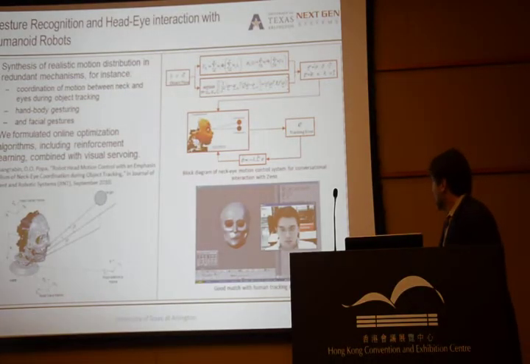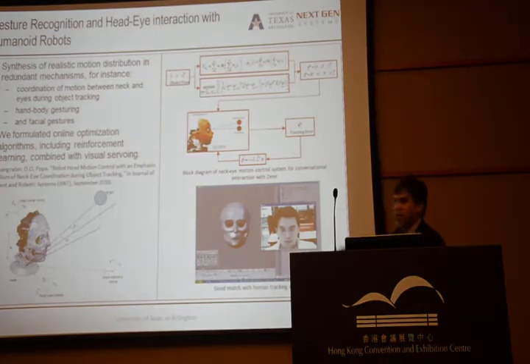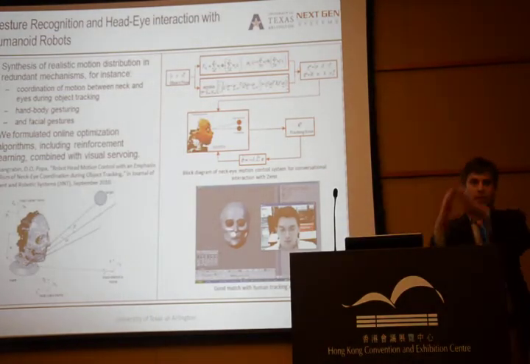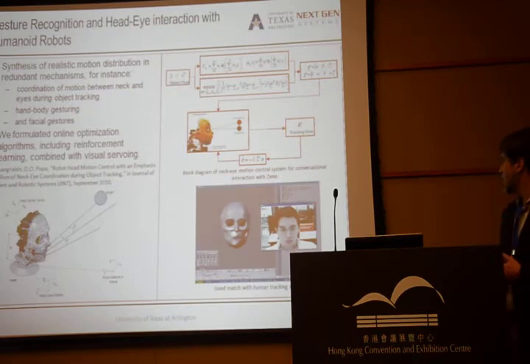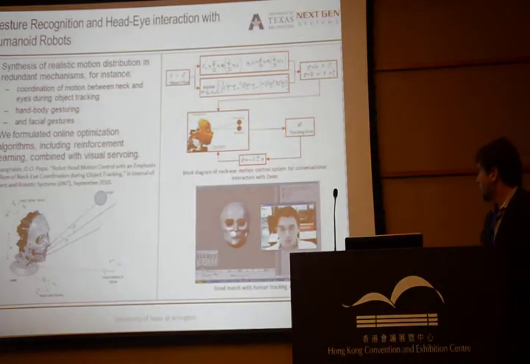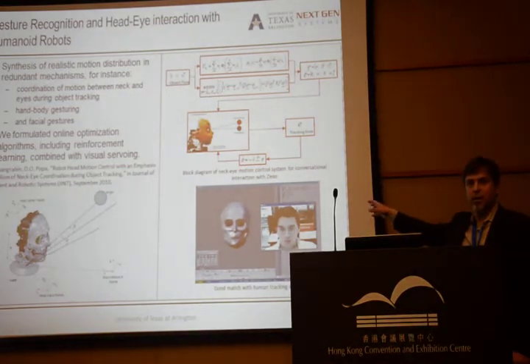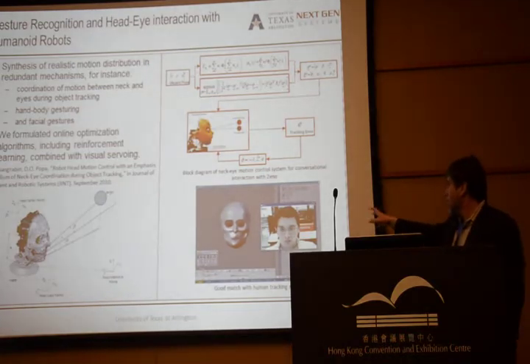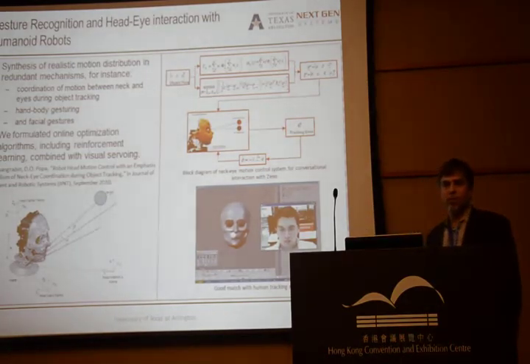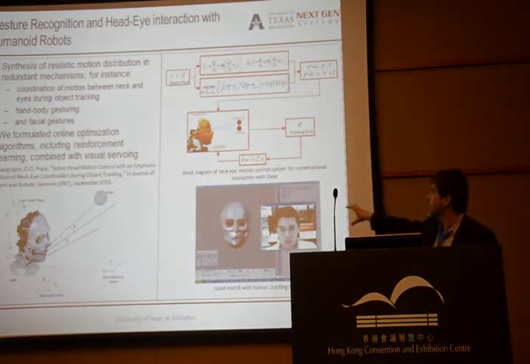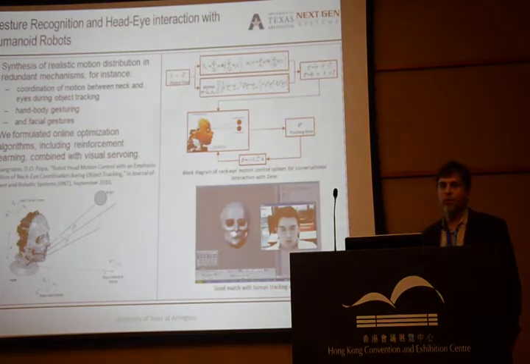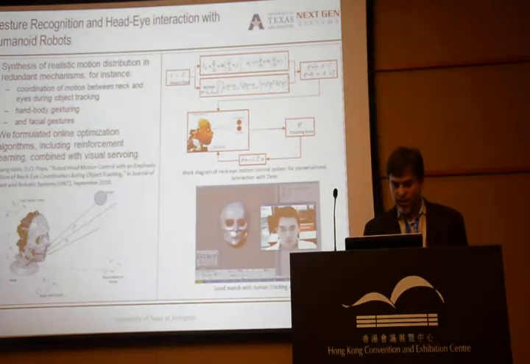On the one hand, we have a user tracking an object on the screen, so we can record the combination of neck and eye motion at the same time. Then we compare that with what the robot does. In fact, we can learn that and then play it back to the robot, and the conversation will appear more natural.